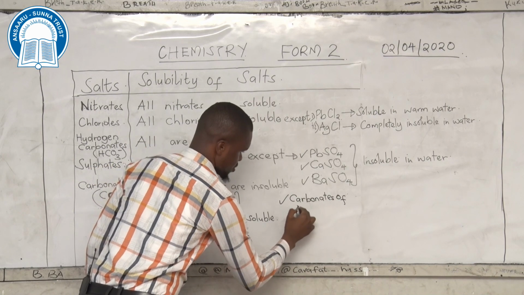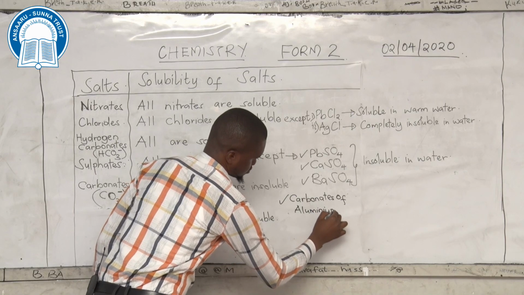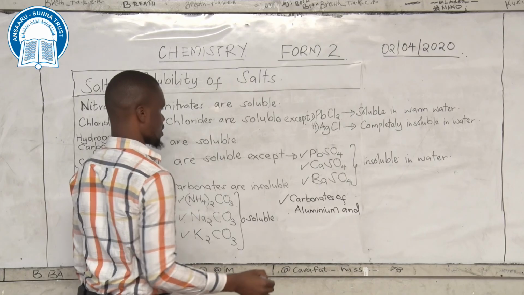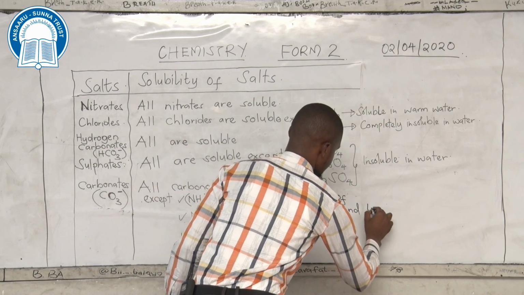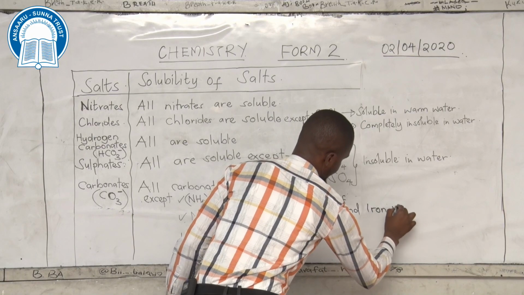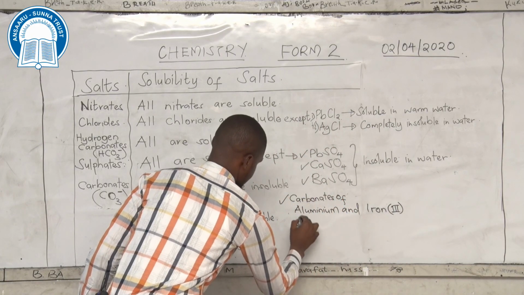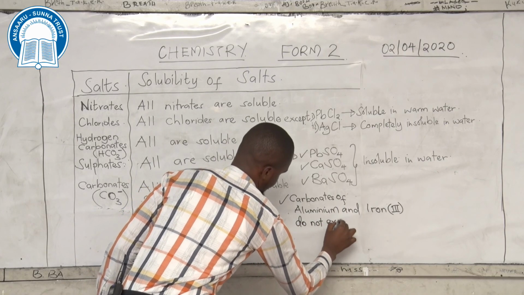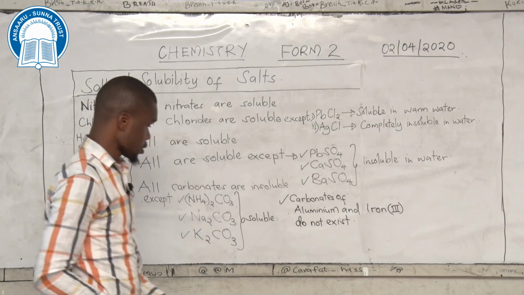So we're saying carbonates of aluminium and iron 3 do not exist.